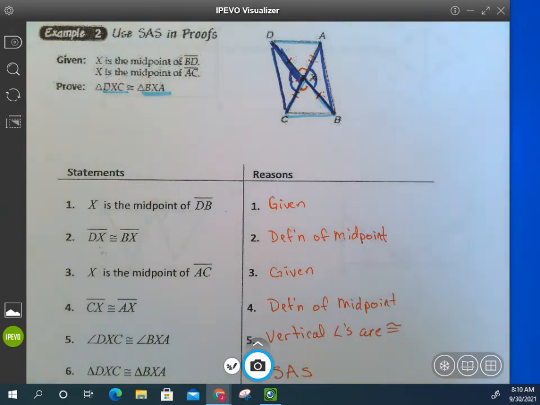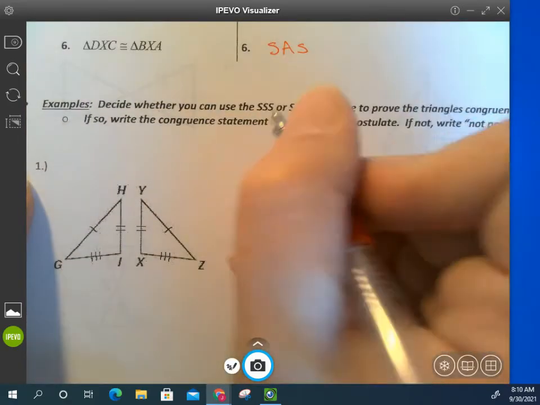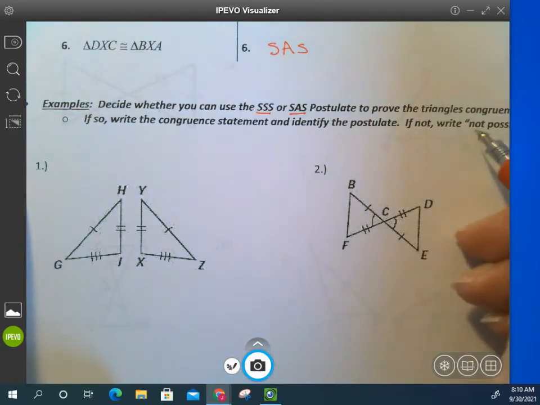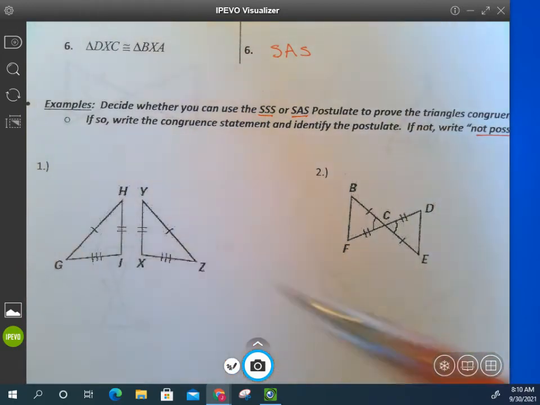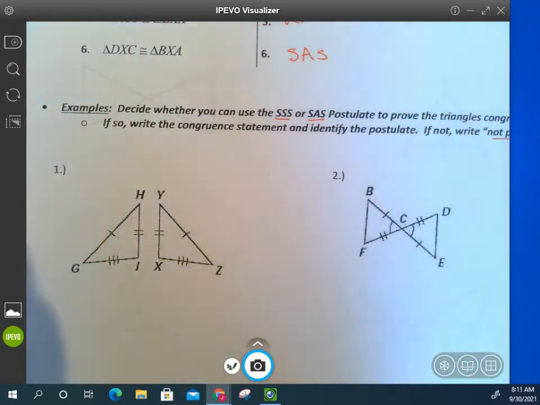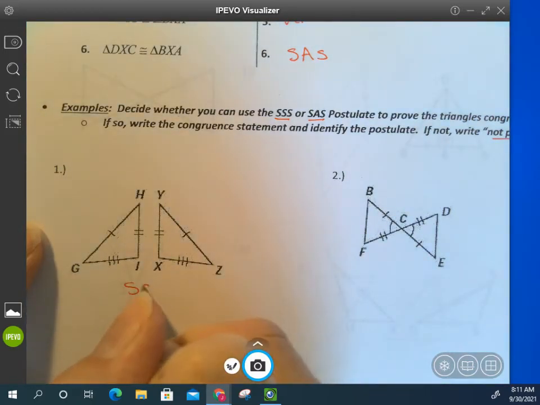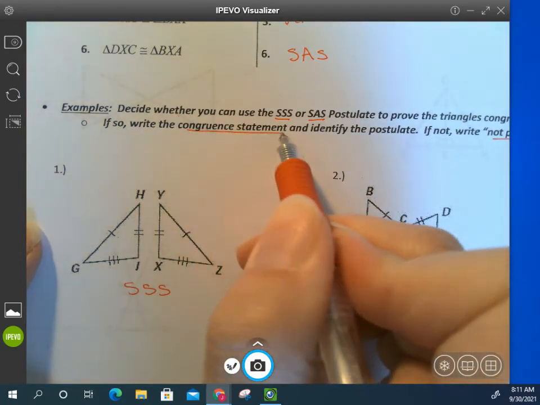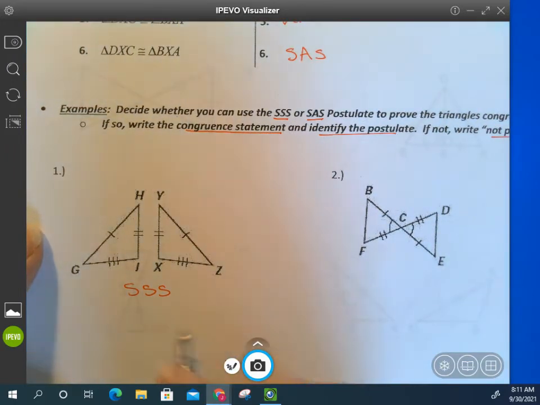All right, let's move down here. We're only focusing on these two. So can I prove it by side, side, side or side, angle, side? And sometimes it's not possible. So looking at this, do you guys see that we have three sides marked? Do they match up? This side matches, and this side. So yes, I would say they are congruent by side, side, side. And it says, if so, write the congruence statement and identify the postulate. So here's the postulate, side, side, side.